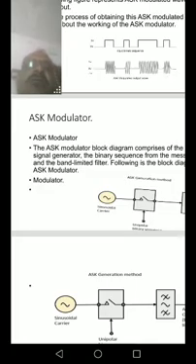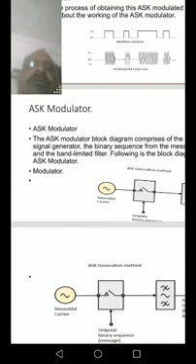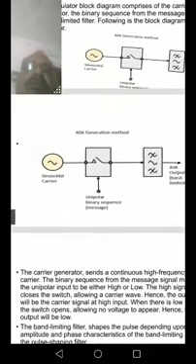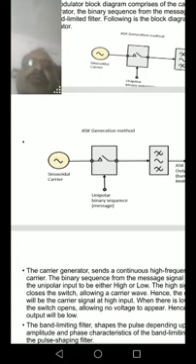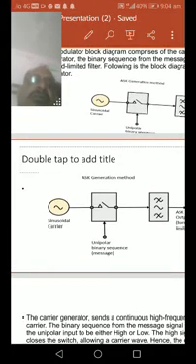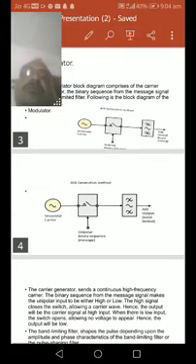The ASK modulator block diagram consists of the carrier signal generator, the binary sequence from the message signal, and band limited filters. The unipolar binary sequence is the input message signal, and the oscillator and modulator send the binary data as a sequence of positive or negative voltages. If positive voltage represents binary data 1 and zero or negative voltage represents 0, then the carrier will be shifted according to the digital data stream.